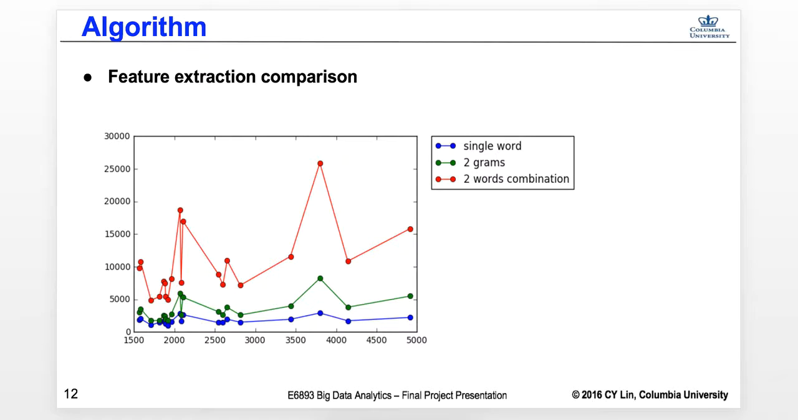And for the dimensionality, the two words combination is much larger than the 2 grams and single word. So the term frequency matrix will be super sparse, and it also increases a lot of difficulty to select the features.